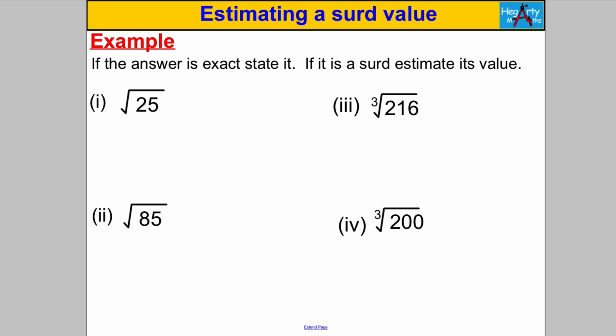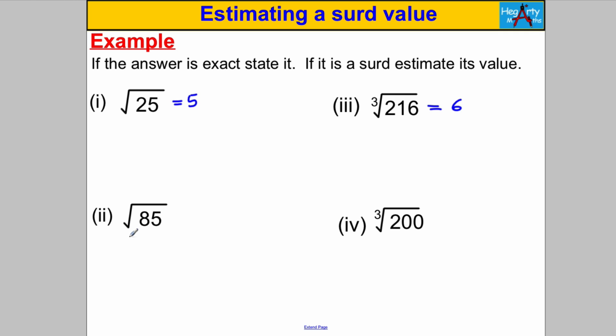And last set of questions, pause the video and have a go. Now if the answer is exact, state it. If it's a surd, estimate it. The square root of 25 is exact, it's 5. And the cube root of 216 is exact, it's 6. Okay, now these two turn out to be surds.